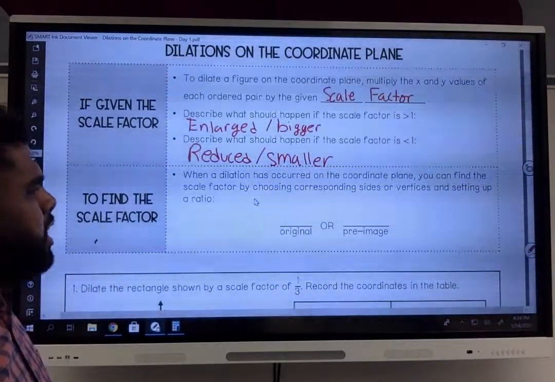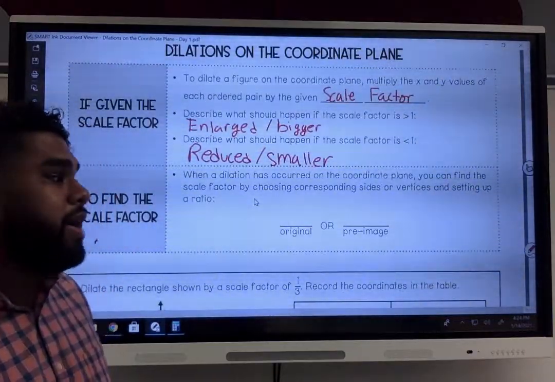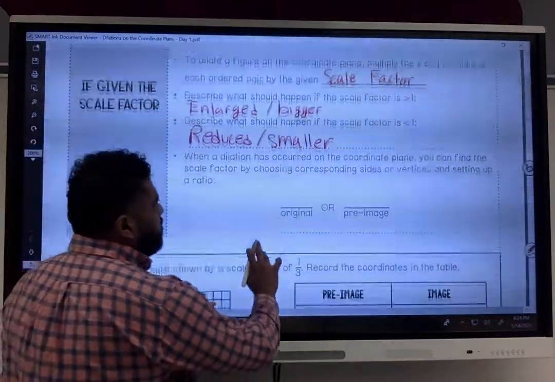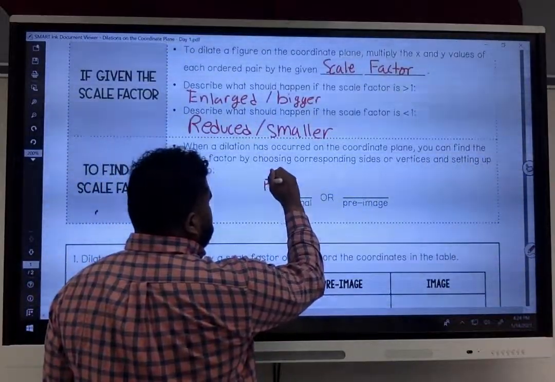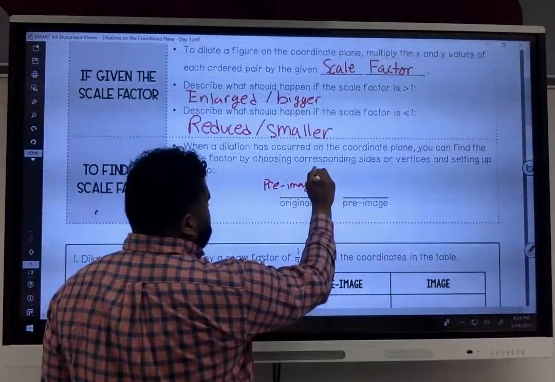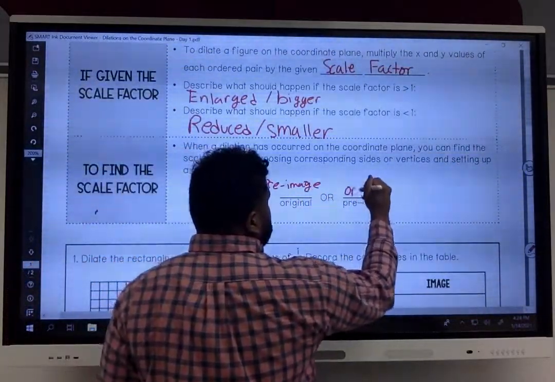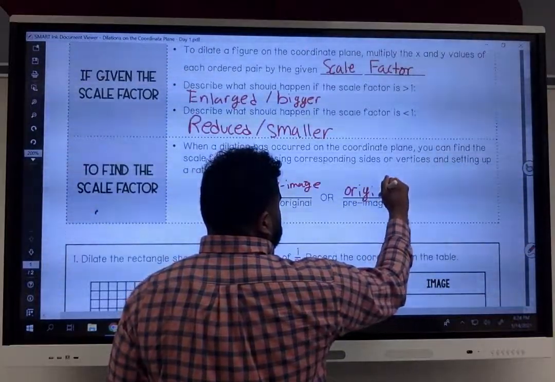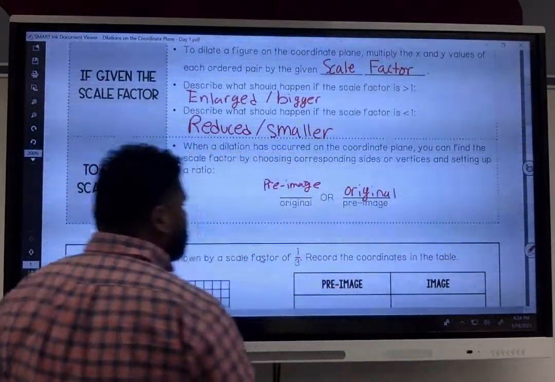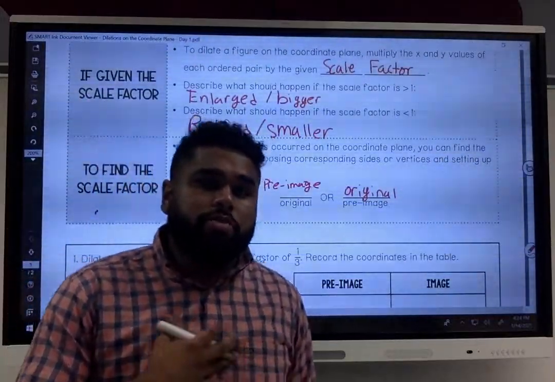Okay. So when dilation has occurred on the coordinate plane, you can find the scale factor by choosing corresponding sides or vertices and setting up a ratio. Another word for ratio is a fraction, right? So you can either find it by doing the pre-image divided by the original, or the original divided by the pre-image.